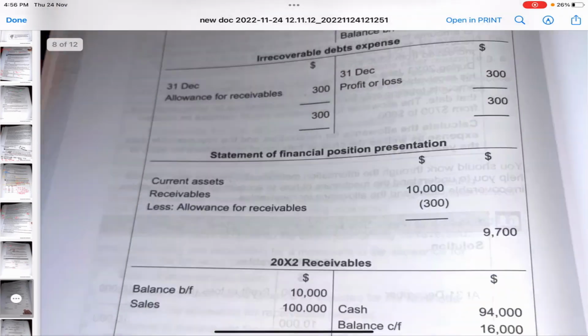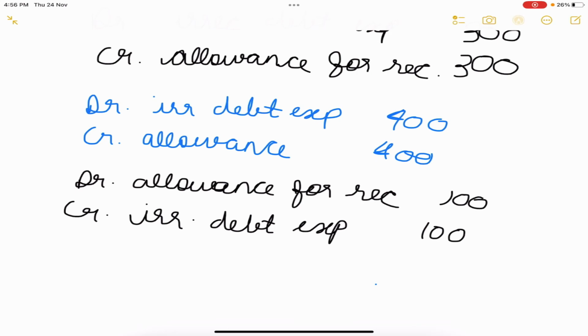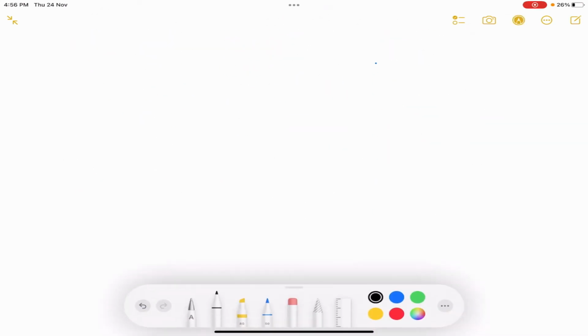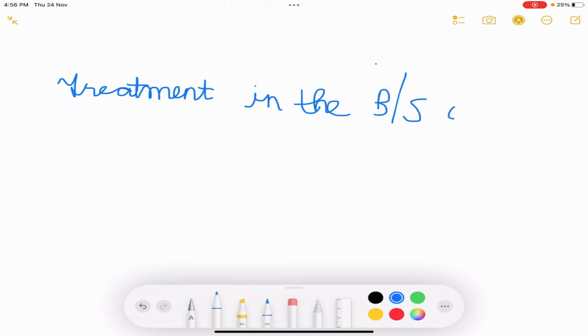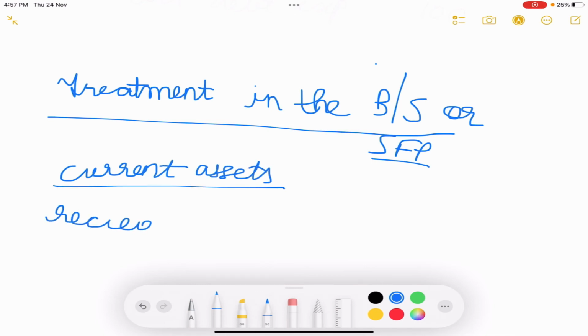So let's see one more thing. What is the treatment of receivables and allowance in the balance sheet, or statement of financial position? What is the treatment of the same? Okay. So under current assets, you have receivables. Right. You have receivables. So these are the total receivables.